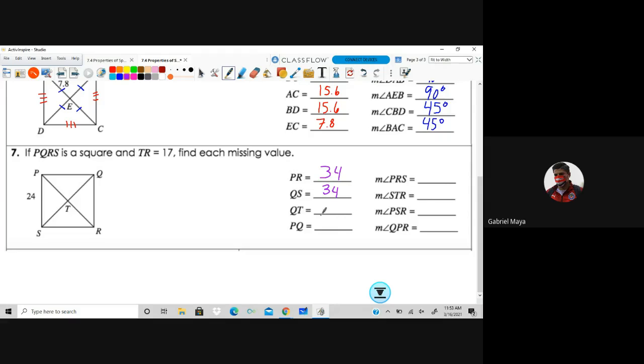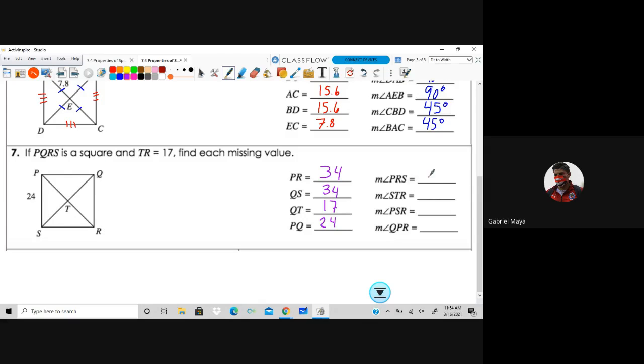What about QT? Find QT. 17. Yes. Like I said, these are all congruent, and if one of them is 17, they're all 17. PQ. 24, yes. Why? Well, if PS is 24, and PS is a side, that means each of the sides are 24. PQ is a side, 24.